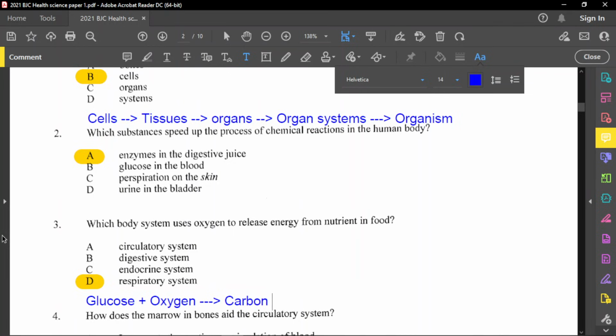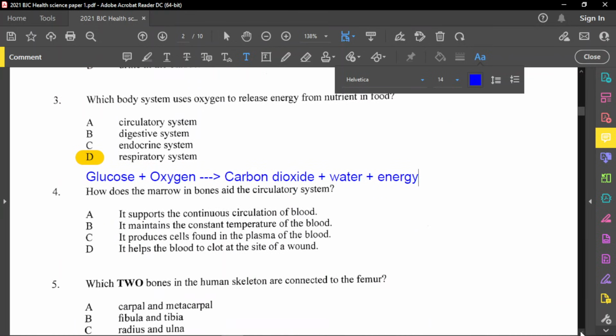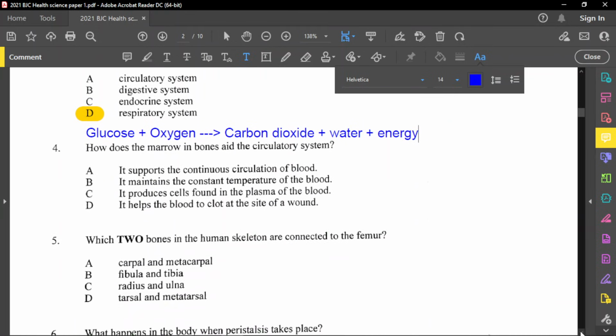All right, and please also need to know the chemical formula for this as well, or the chemical reaction. So carbon dioxide. All right, and you also get water, and you'll also get energy, which is ATP. All right, so that's the word equation for respiration, and this is aerobic respiration. You also should know the balanced chemical equation for respiration as well.